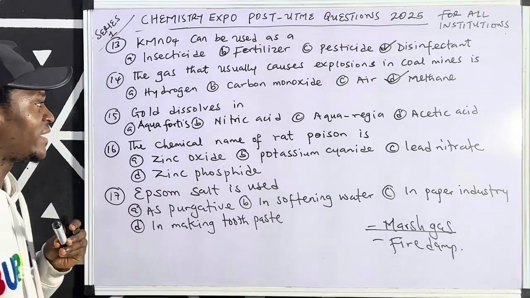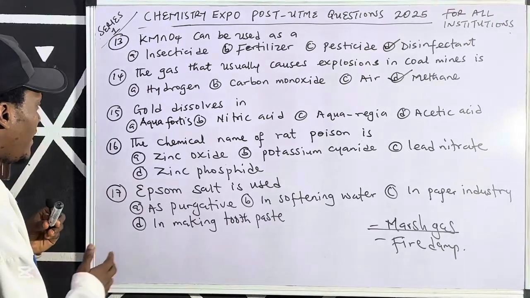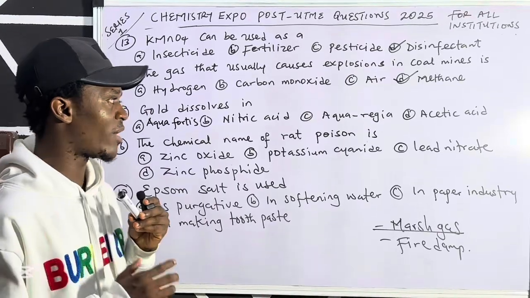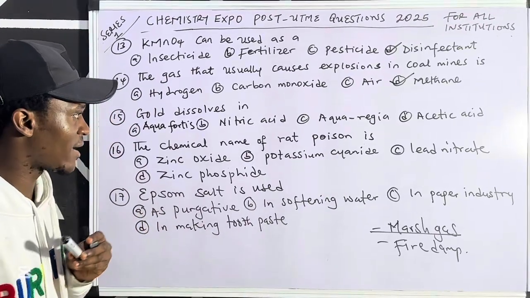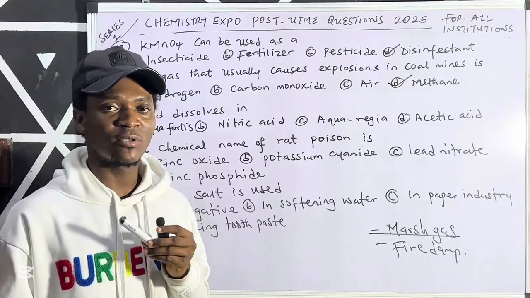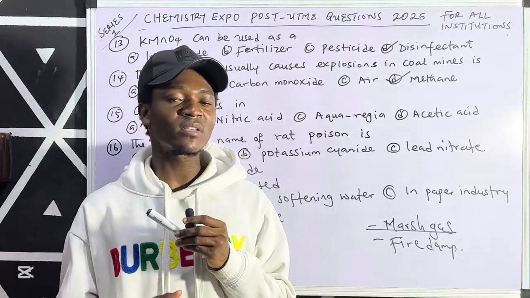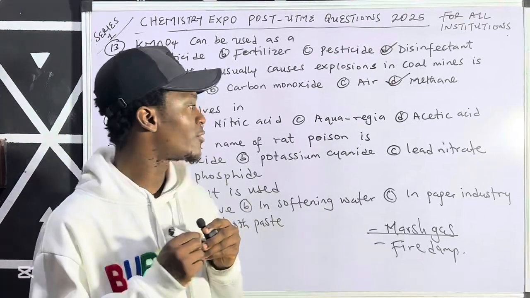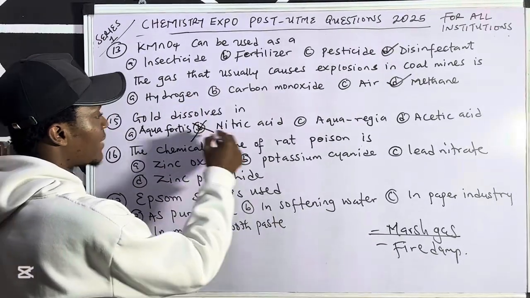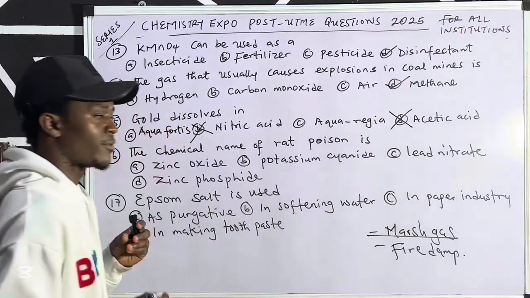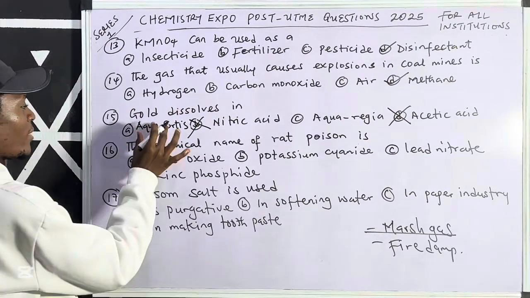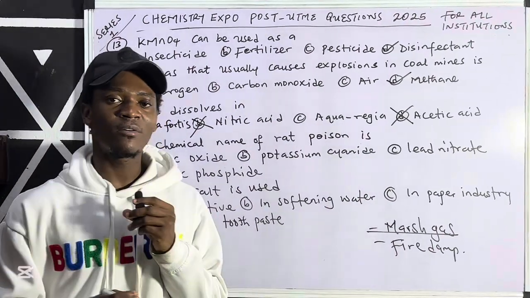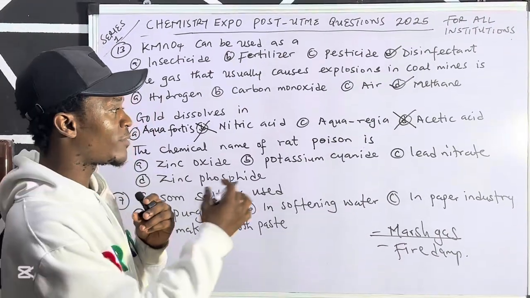Then question 15. Gold dissolves in dash. A. Aqua fortis, B. Nitric acid, C. Aqua regia, and D. Acetic acid. Now, one very important thing that you need to know is this: gold doesn't dissolve in virtually almost all acids. So option B and option D, they are out. Then the next thing is we are having option A to be aqua fortis and option C to be aqua regia. I would explain what both of them mean.